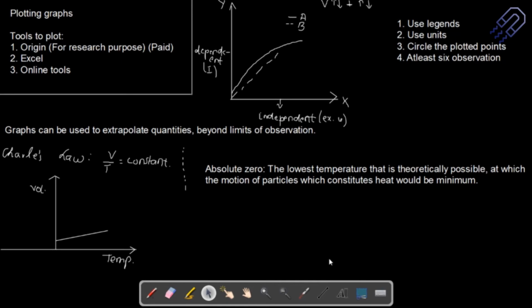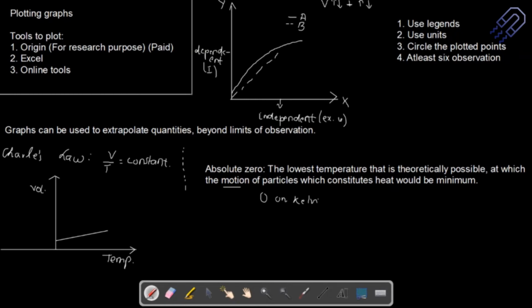Sir, can you explain again the last line? At which the motion of the particles which constitutes heat would be minimum, sir? I didn't get the complete question. Can you repeat after the comma part? At which the motion of the particle, which constitutes the heat would be minimum.